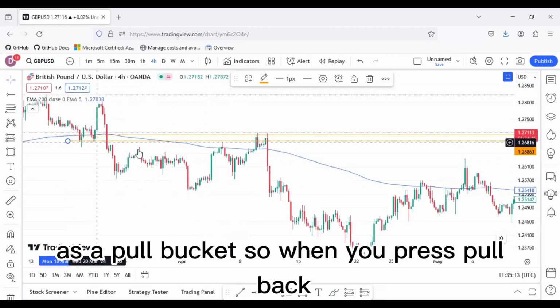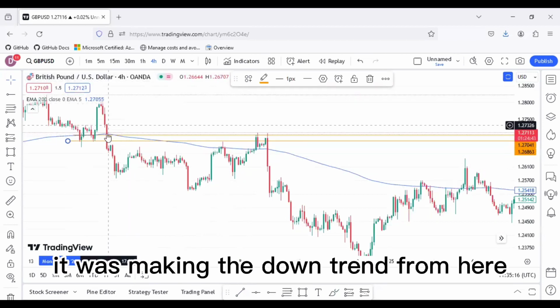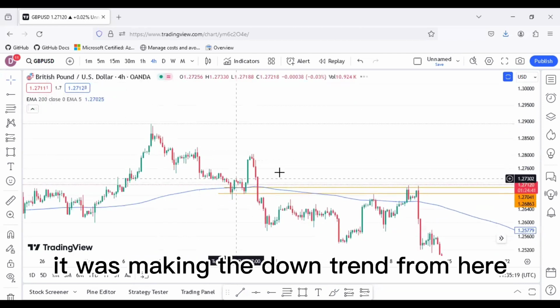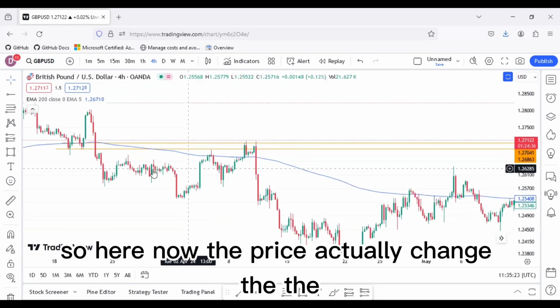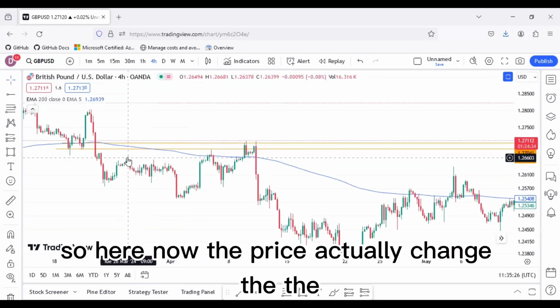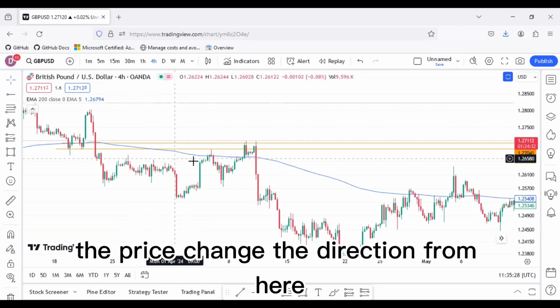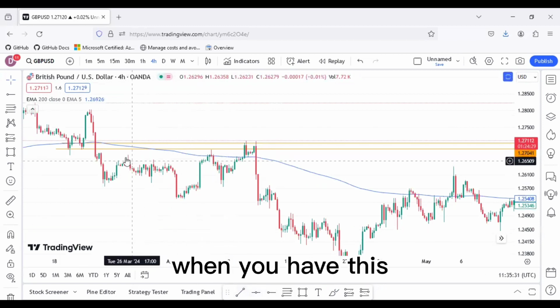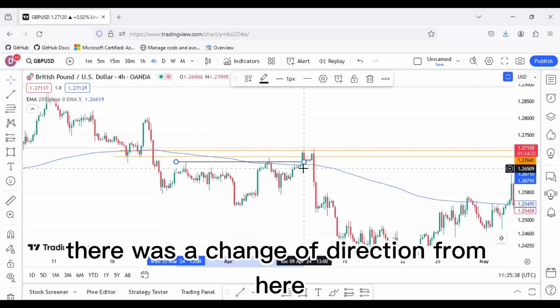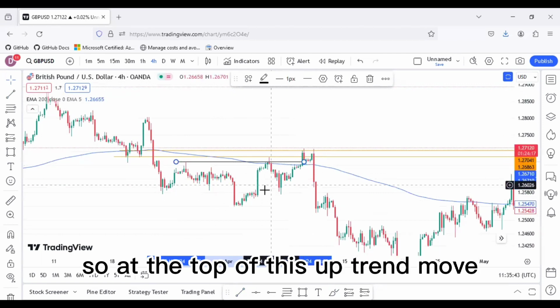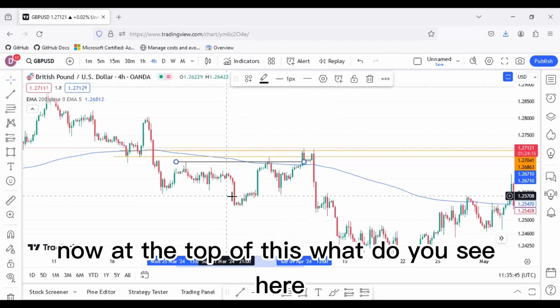There is a pullback here. So when the price pulled back, it was making a downtrend from here. Okay. So here now, the price changed the direction from here. When you have this, there was a change of direction from here. So at the top of this uptrend move now, at the top of this, what do you see here?